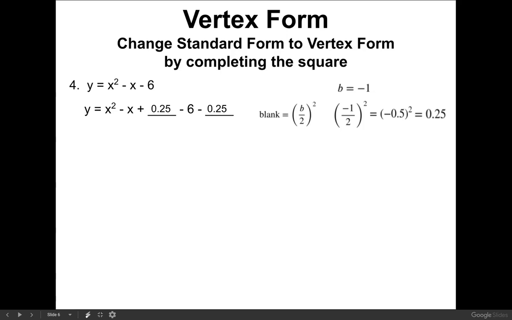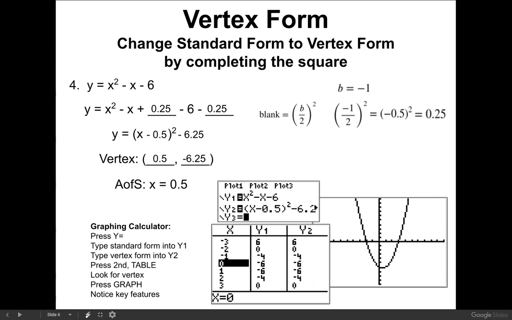The first 3 terms are now a perfect square trinomial. We don't actually have to do the factoring because we know our half of our b. So x minus 0.5, and then we combine the terms at the end. Be careful to know that's a negative 6 minus 0.25. So we can name our vertex h and k, being careful with opposite and exact. And then our axis of symmetry will be the 0.5.